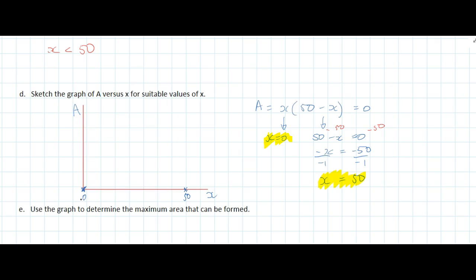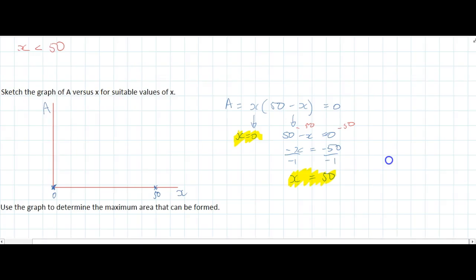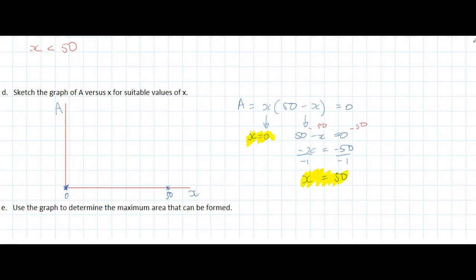Now, there's a few other things. We can't tell what it's going to be like. We need to know the turning point, so let's work out the turning point. The axis of symmetry will give us our x value, and what you might be able to see is because they're symmetrical, the turning point will occur at 25, when x equals 25.